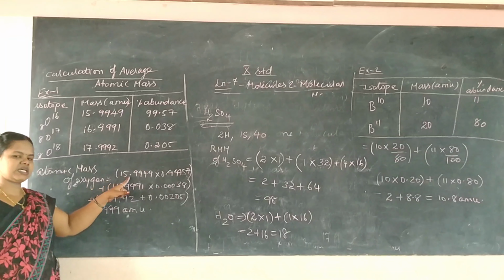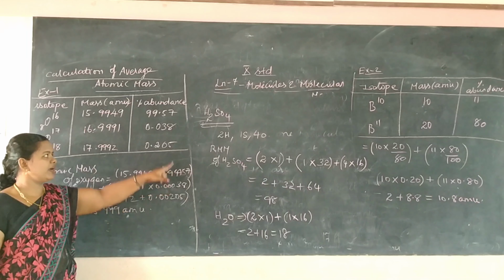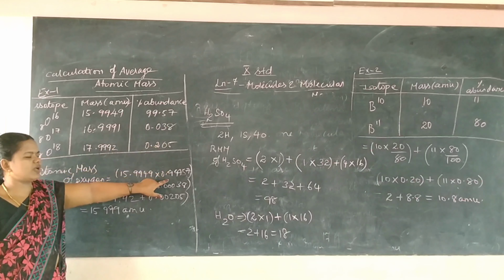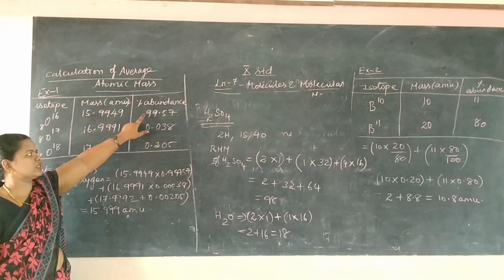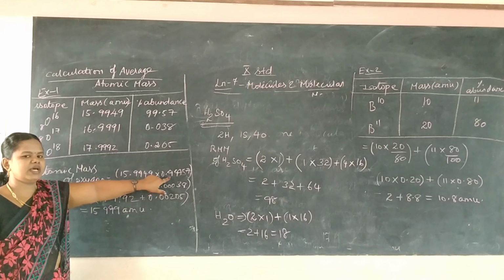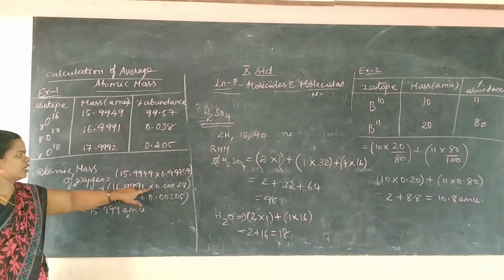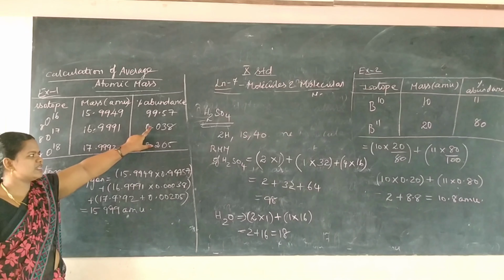Mass of first isotope into percentage abundance of first isotope, that is, this divided by 100 will give this value. So I have written it like this. This divided by 100 will give 0.99757, plus mass of second isotope into percentage abundance, that is divided by 100.